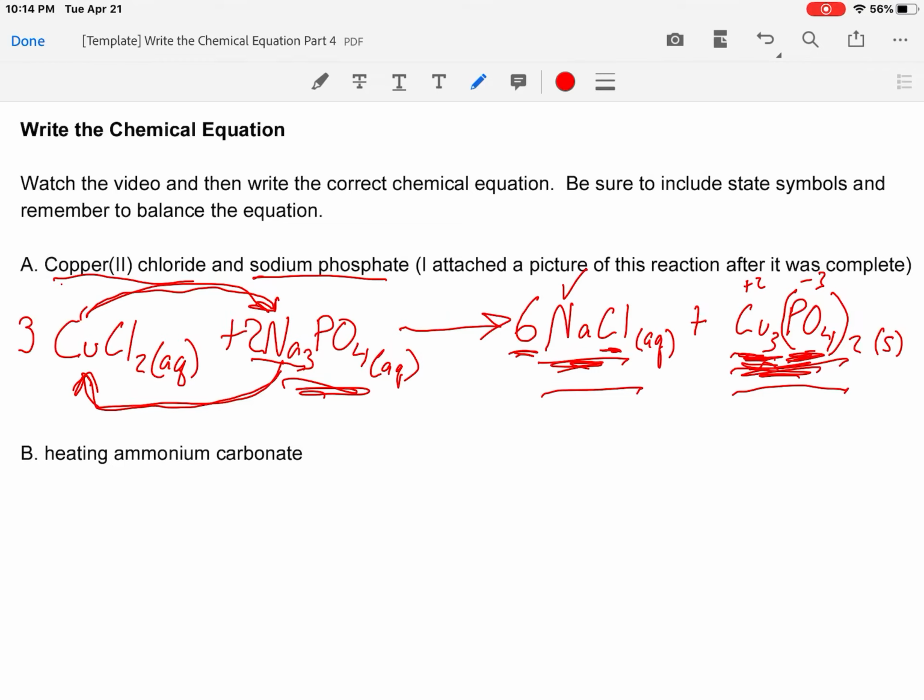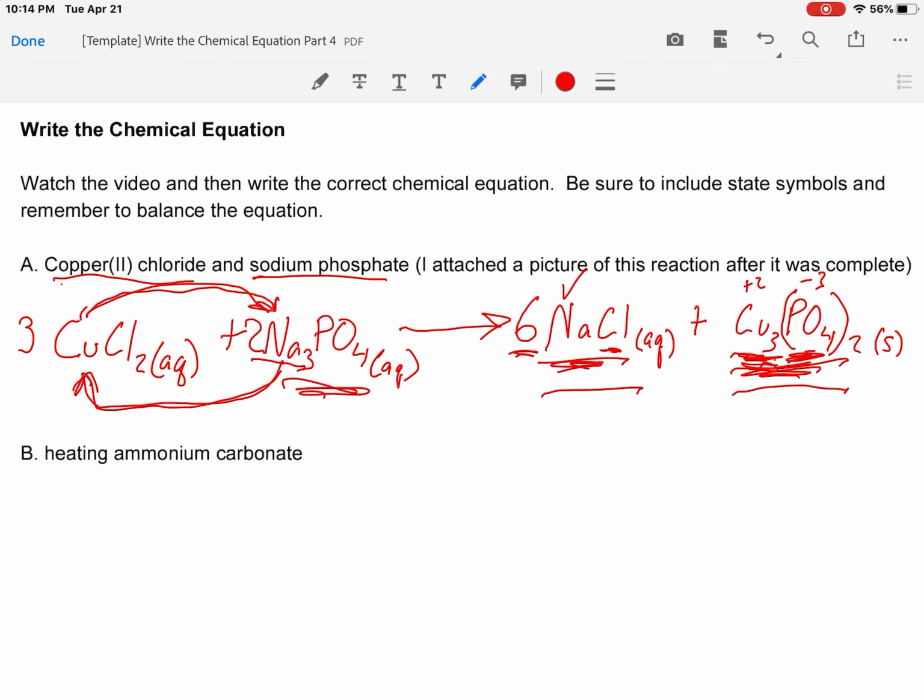3 coppers on both sides, 6 chlorines on both sides, 6 sodiums on both sides, and 2 phosphates on both sides. So this one's all balanced up. It's kind of a mess there, sorry about that, but it is all balanced up. And we've got the state symbols, and we figured out what our precipitate is and all that fun stuff.